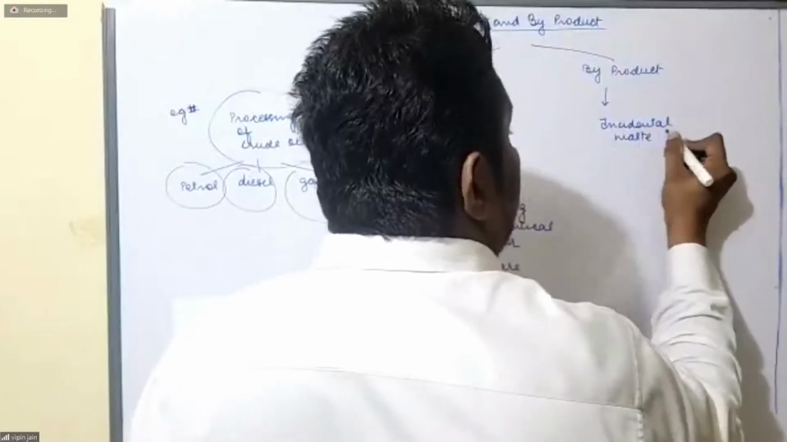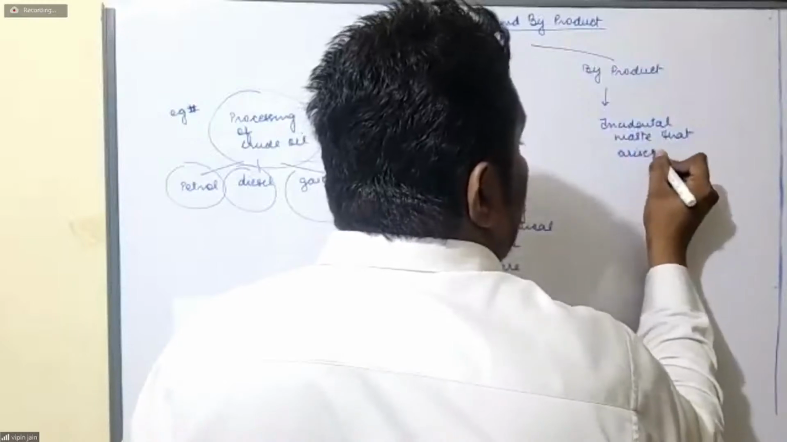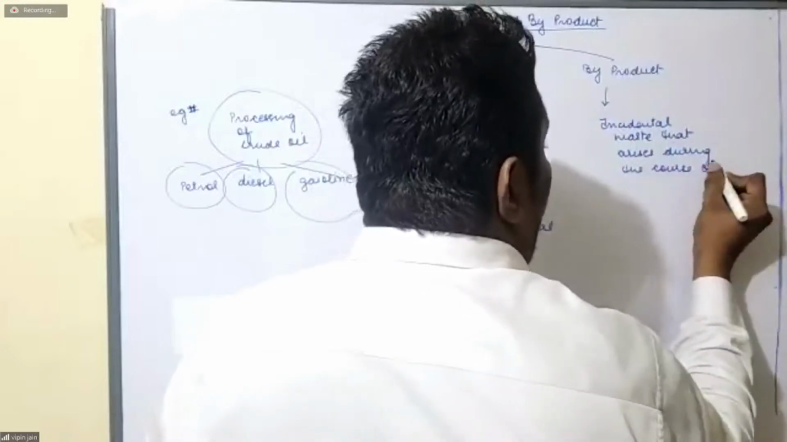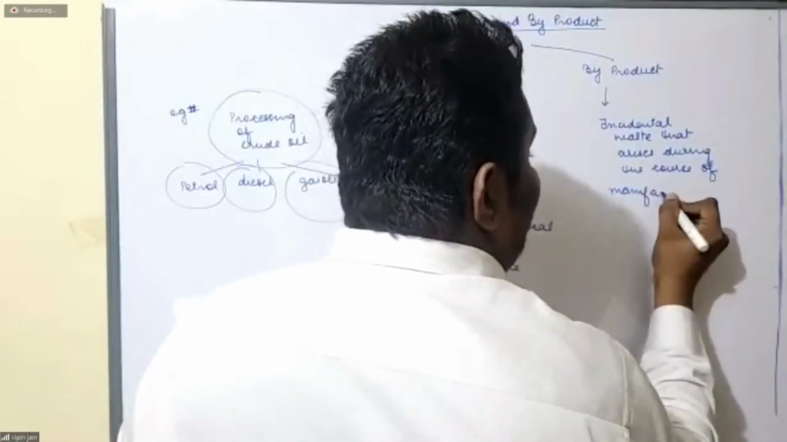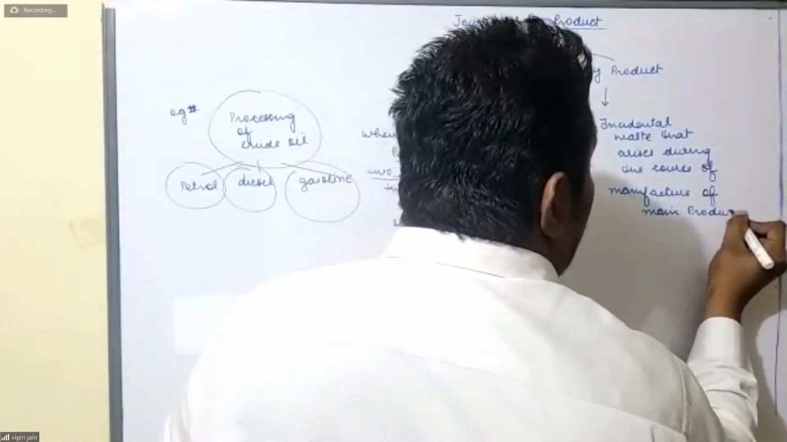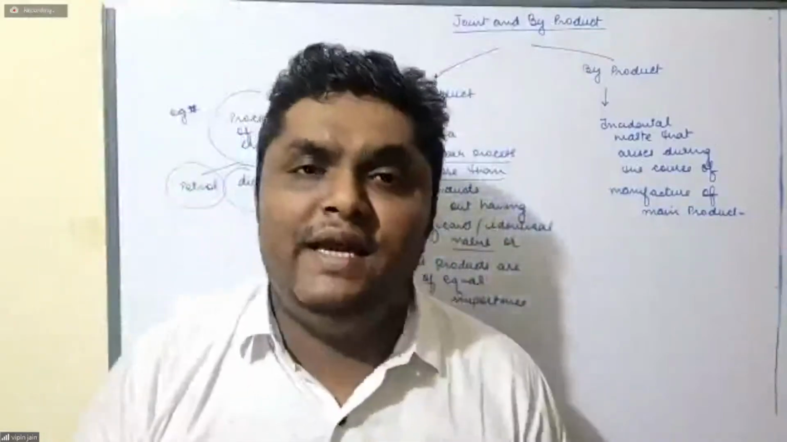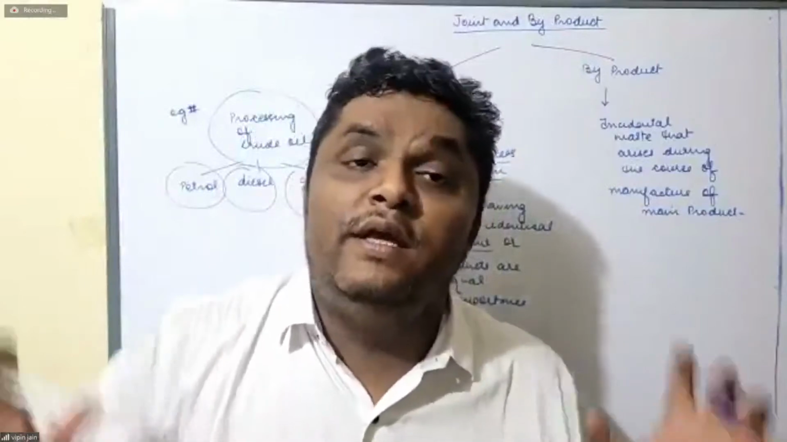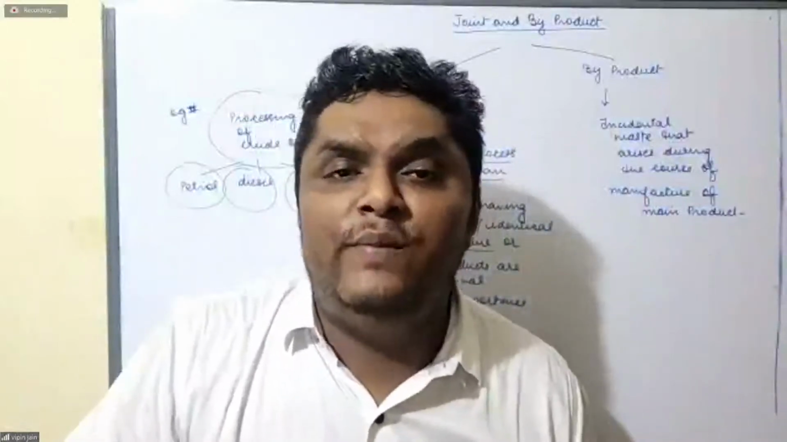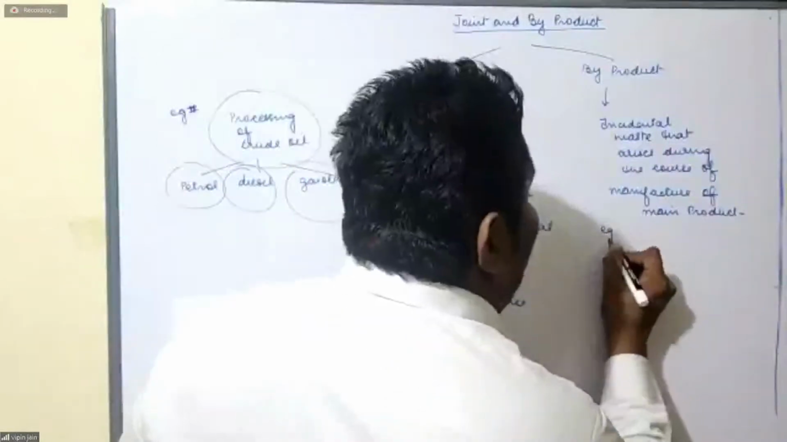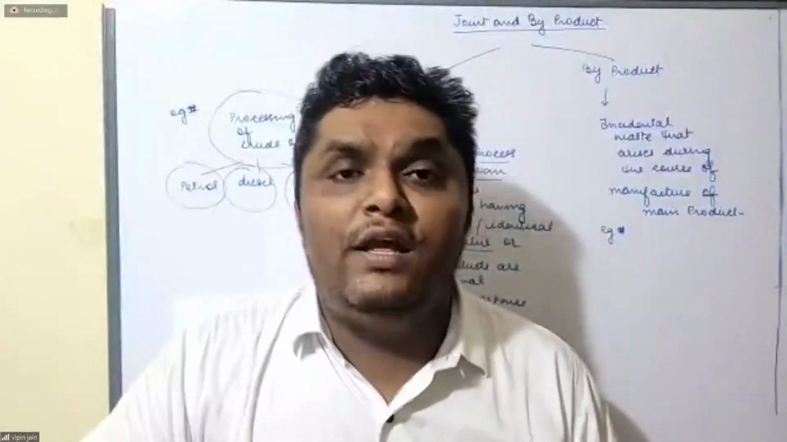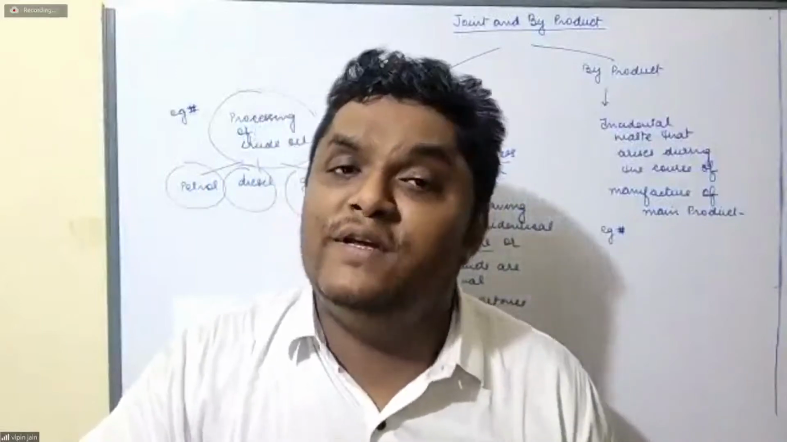So what is byproduct? Incidental waste that arises during the course of manufacture of main product. I repeat again, this byproduct we have no intention to manufacture. It gets manufactured on its own. It is an incidental waste that arises during the course of manufacture of main product. As an example of byproduct, we can say molasses manufactured during the course of manufacture of sugar.